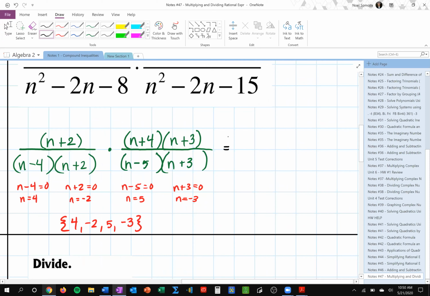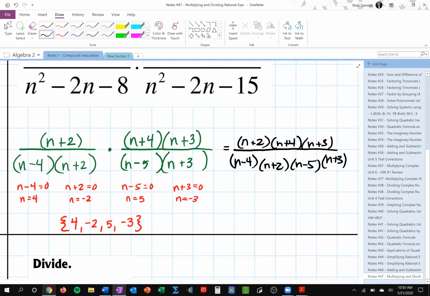numerator, everything in the denominator, and then we'll just go through and divide everything out. Okay, so in my numerator, again, do not FOIL, just push them all together when you multiply. So you have n plus 2 times n plus 4 times n plus 3 all over n minus 4, n plus 2, n minus 5, and n plus 3.